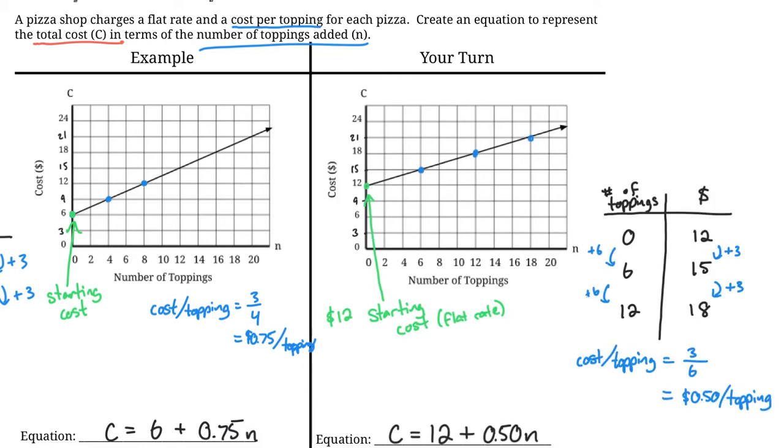So here's our answer. Our equation is C equals 12 plus 0.50n. Our graph starts at 12, so this is our starting cost. The price of the pizza starts at 12. So this is our flat rate. And you can just use the graph to create a table of values to help you find the rate of change, the cost per topping. So since our cost goes up by 3 for every 6 toppings, our cost for 1 topping is 50 cents. So our equation is the cost of pizza is equal to 12 plus 50 cents per topping.